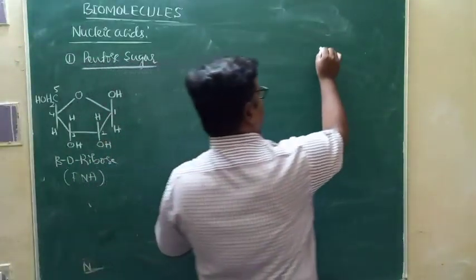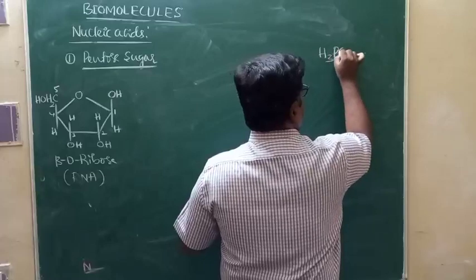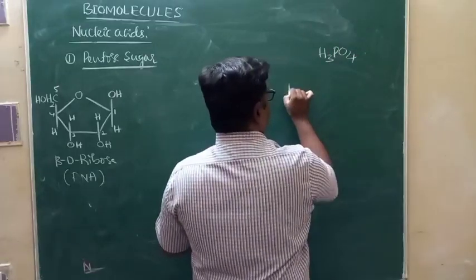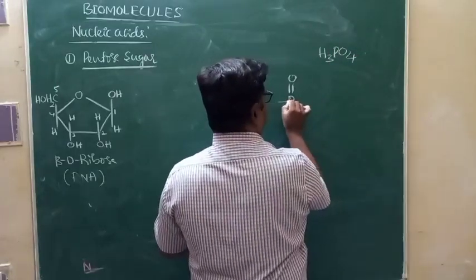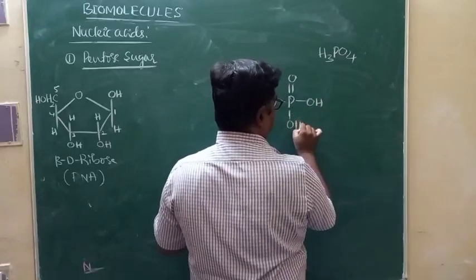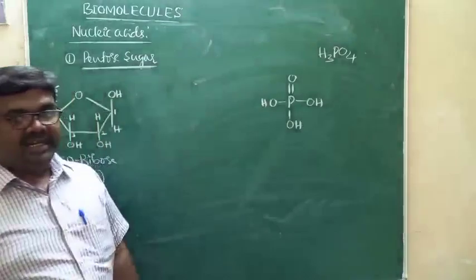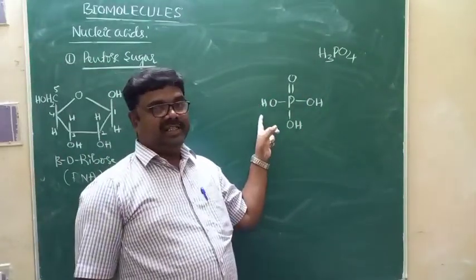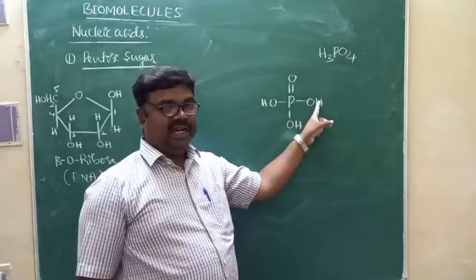You know that phosphoric acid is H3PO4, right? That can be written like this. This is OH, this is OH, and of course this is OH. This is what we call phosphoric acid, and of course this is a tribasic acid. There are three replaceable hydrogen atoms, okay?